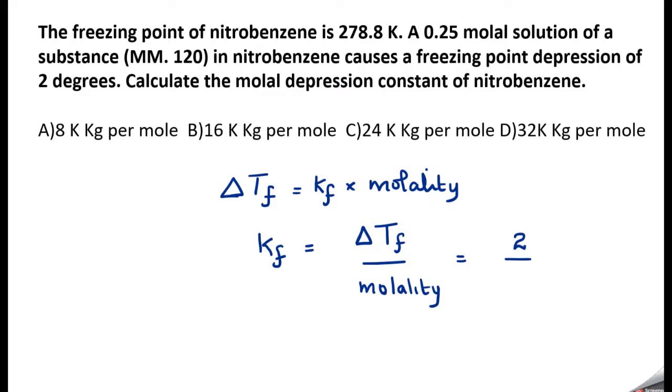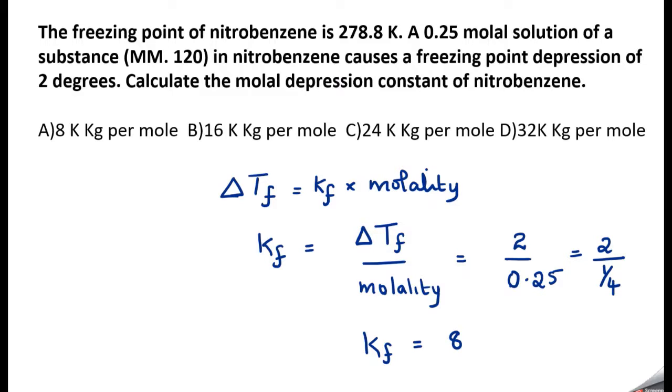That means if you have a freezing point of 278.8 Kelvin, when you add this solute into it, the freezing point will be depressed to 276.8. It has undergone a decrease. Now, what is the molality of the solution? They have directly given it, that is 0.25. So 2 divided by 1 by 4 will come, that means the Kf value will be nothing but 8.